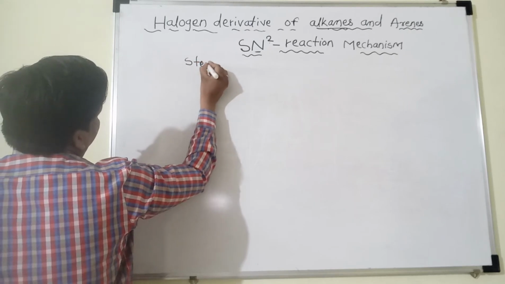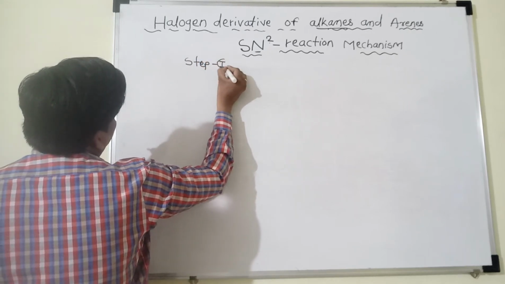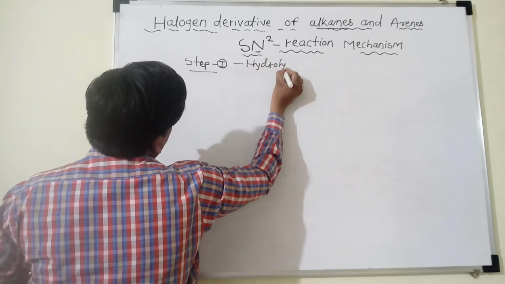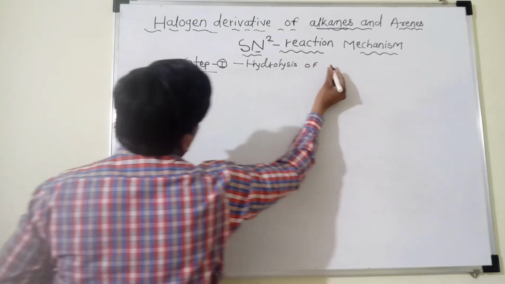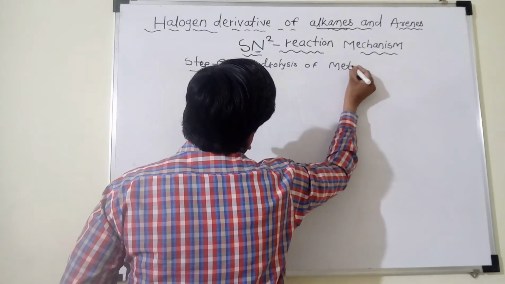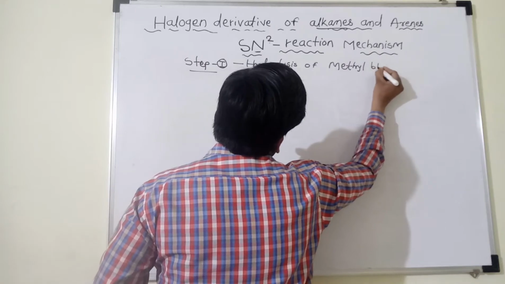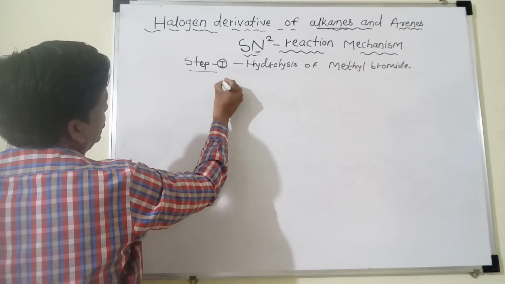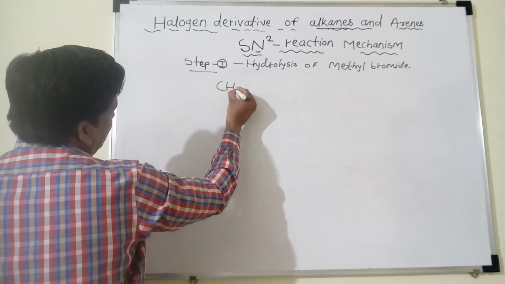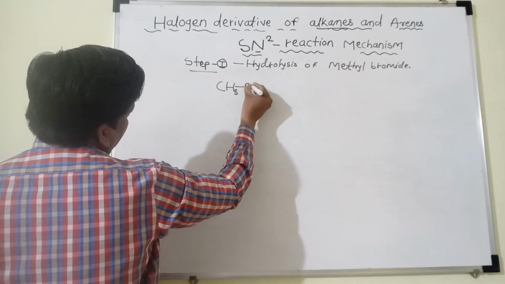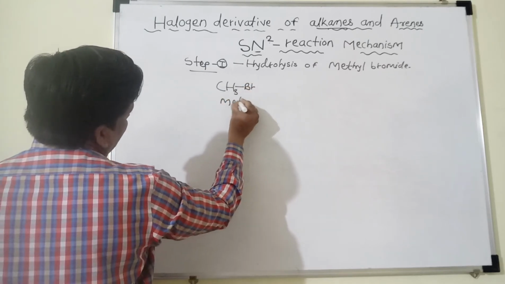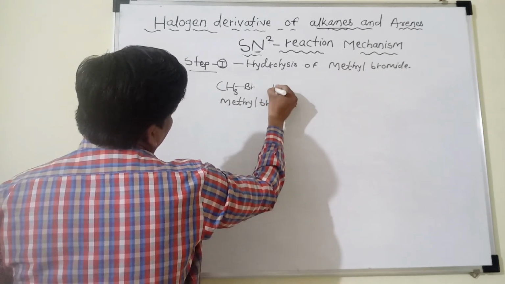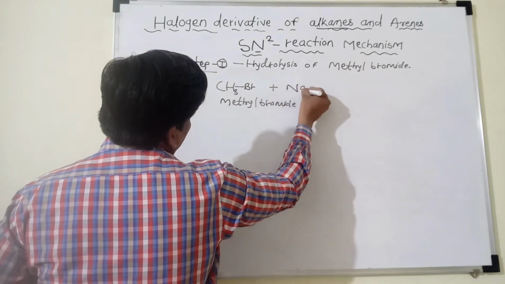Step first is the hydrolysis of methyl bromide. Hydrolysis of methyl bromide. Okay, so now we see the structure of methyl bromide. You know the structure, CH3Br. This is the structure of methyl bromide. Okay, so methyl bromide reacts with NaOH.